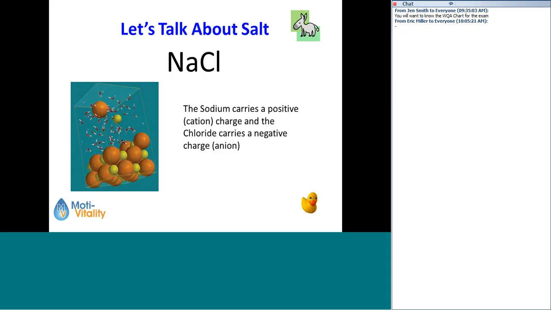Okay? But when you put them in solution, they separate. One goes one direction, the other goes the other direction. So the sodium carries a positive charge, that's the cation, and the chloride carries a negative charge, that's the anion. That's how they became ions, because now the sodium has a positive charge because it left its electron with the chloride. The chloride kept the extra electron, which gives it the negative charge.